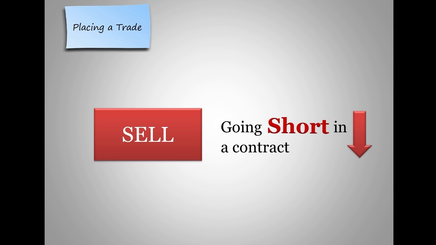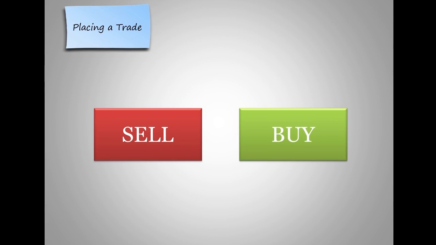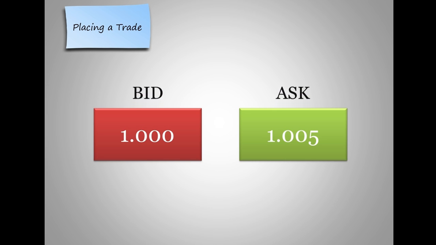In CFD trading, we will not see buy or sell in the price list or charts. Instead, we will see CFD bid and CFD ask prices. Therefore, to buy, you can only buy or go long on the ask price. To sell, you can only sell or go short on the CFD bid price.